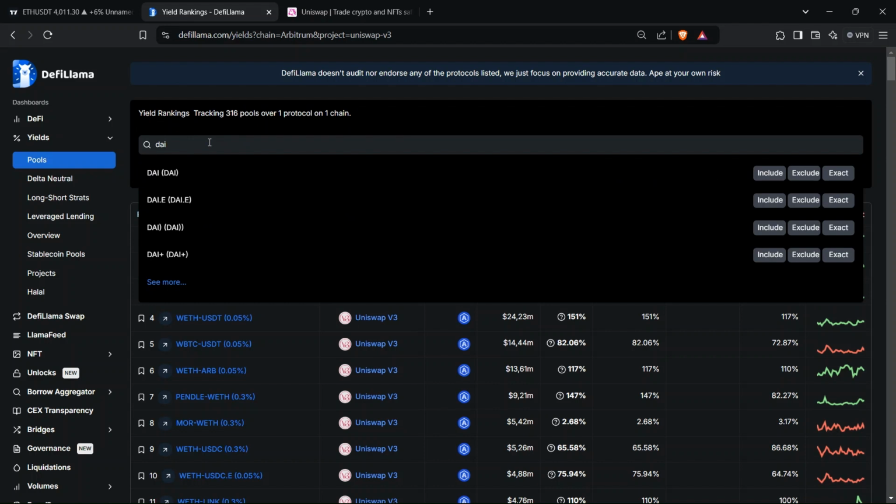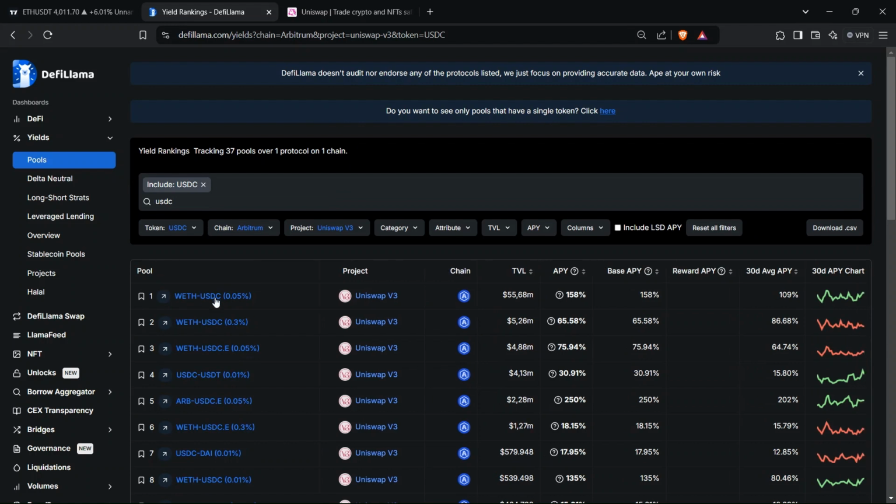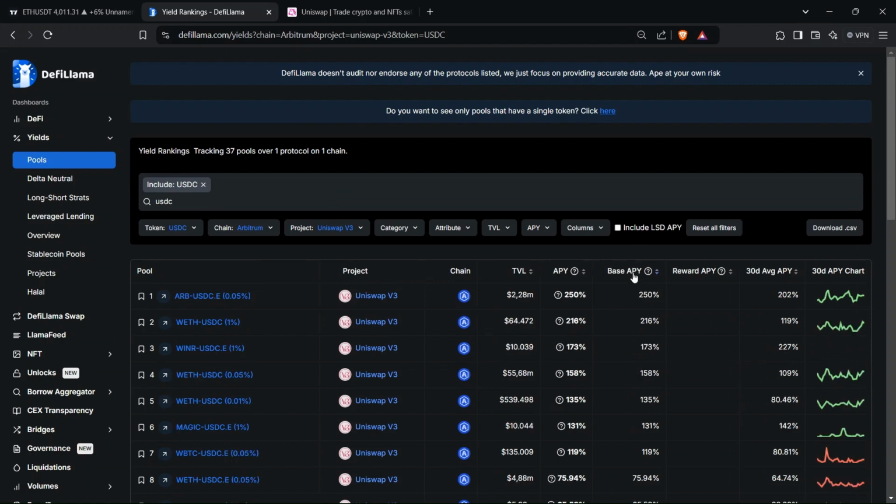And then you have to see which stablecoins are in the blockchains that you're going to use and which stablecoins you have in your wallet. So in this case, I have USDC on my wallet on Arbitrum. So I'm going to look for USDC here. And I can see already which pools are giving me the best base APY using USDC right now. So see here that we have Ethereum USDC 1%.